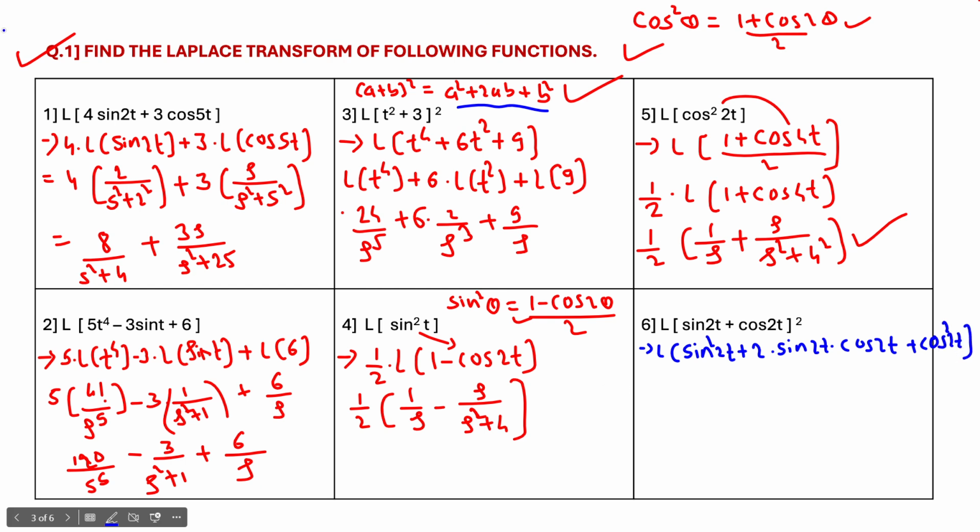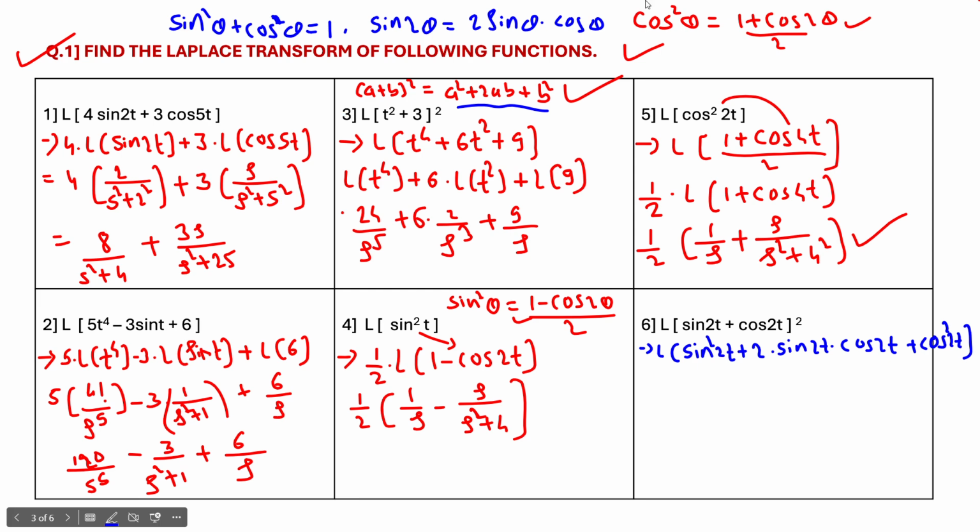Now we know this formula also. You have to remember two formulas. The first formula is sine square theta plus cos square theta is equal to 1. I know all students know this formula. This is a very important formula of trigonometry: sine square theta plus cos square theta is equal to 1. And we have one more formula, sine 2 theta is equal to 2 sine theta into cos theta. You have to use these two formulas here.